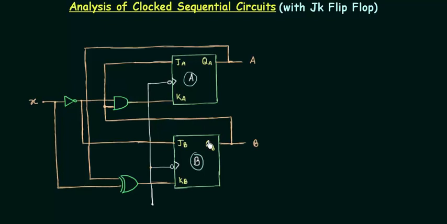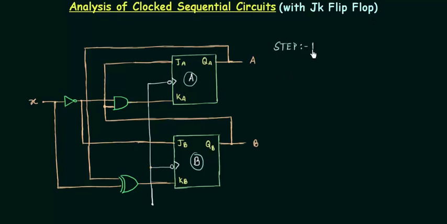So our task is a little bit easier, but at the same time our task is tough because we have to find out the next state values depending upon the values of JA, KA, JB and KB. You will get this when we move to our state table. So without wasting any time, let's move to our step 1.